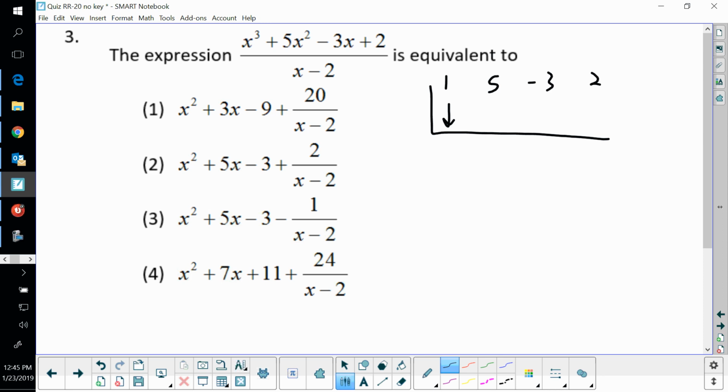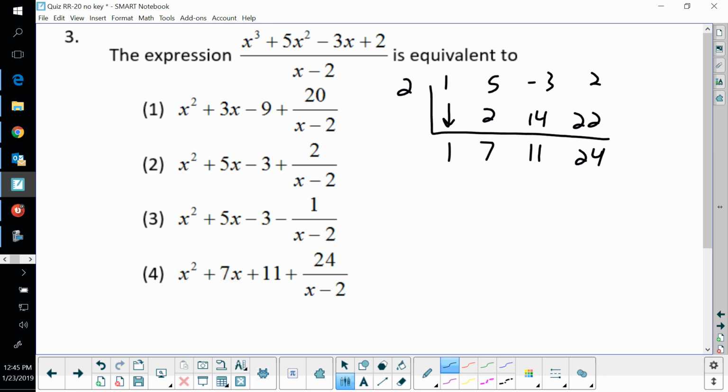Out front, we have to put whatever makes the denominator 0, which is a 2. So we drop down the 1. We multiply 1 times 2 to get 2. Add them to get 7. Multiply to get 14. Add them to get 11. Multiply to get 22. Add them to get 24.